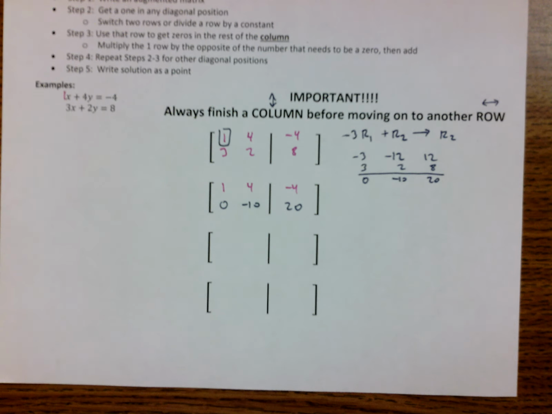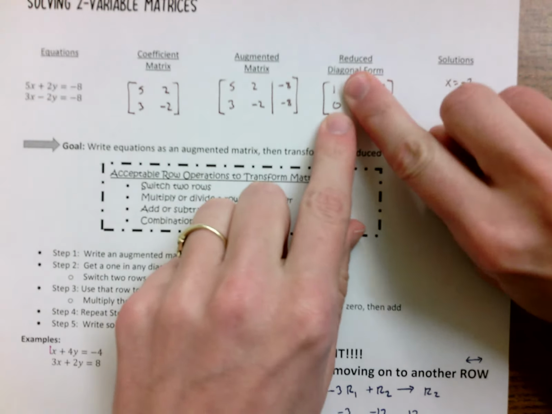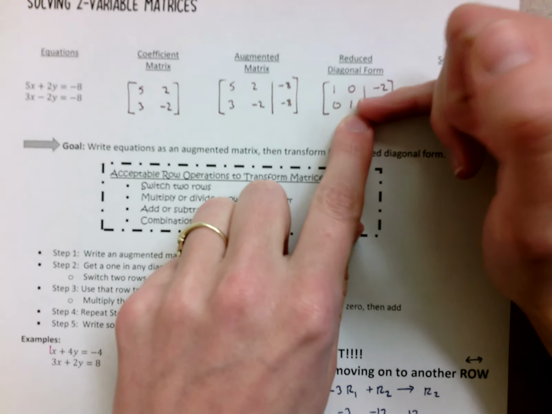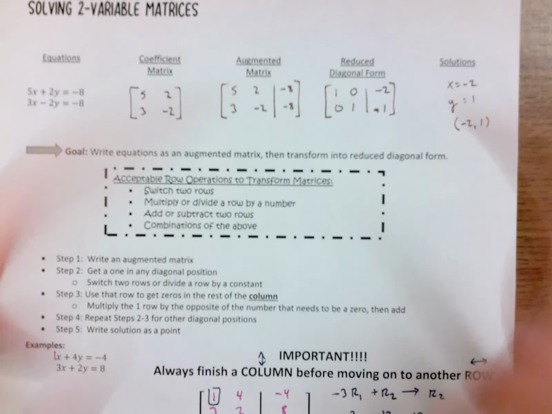Okay, so now our next step is we need to get another 1. Okay, so I've got this column done. So this column is all set. And now what my goal is going to be is I got to get the next 1. Okay, so you don't want to focus on zeros first, focus on 1s.